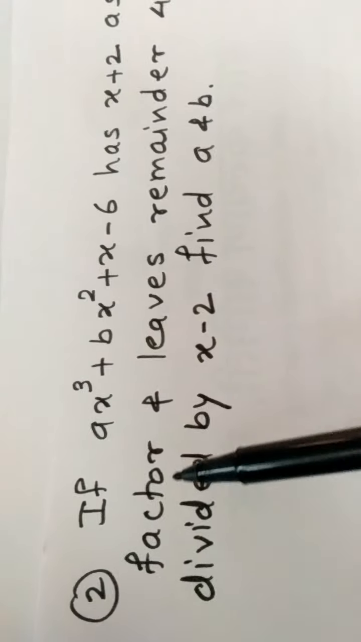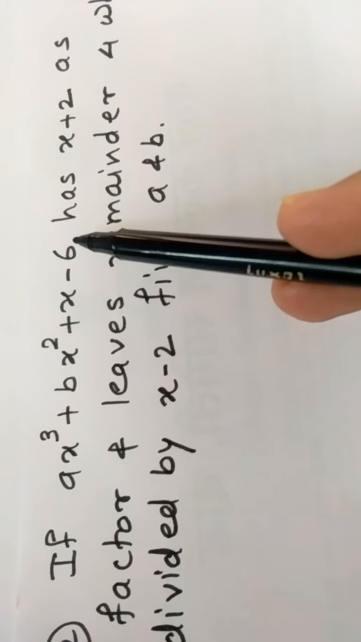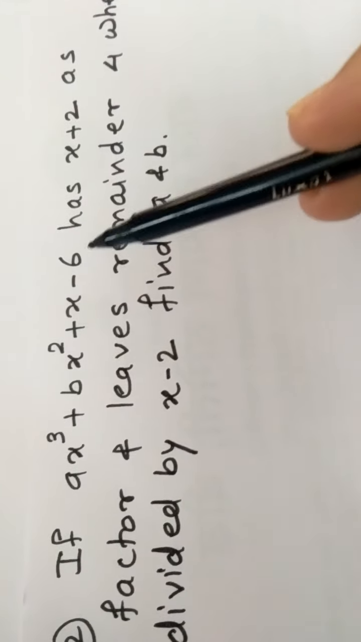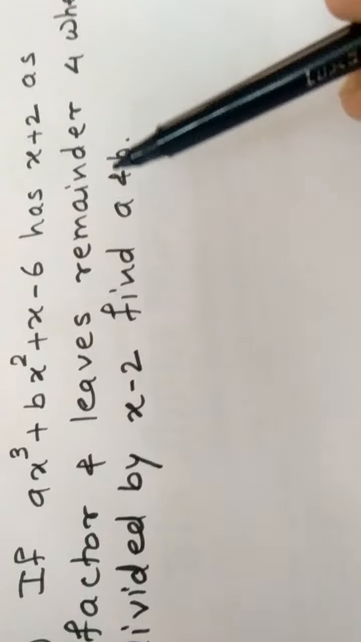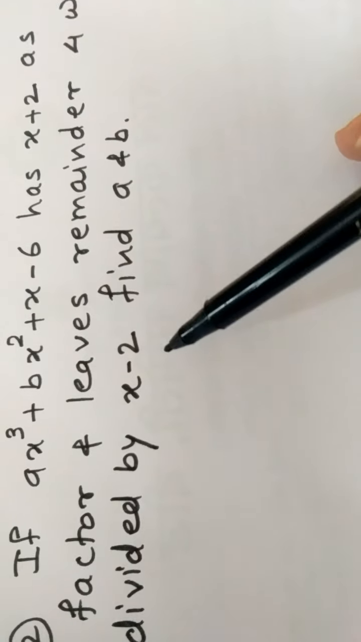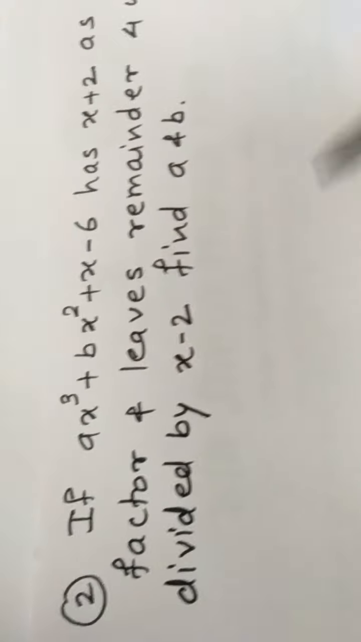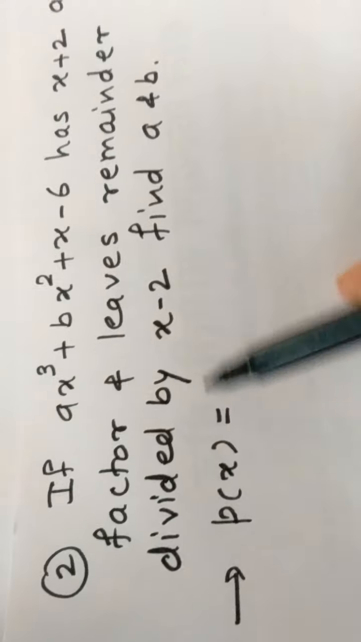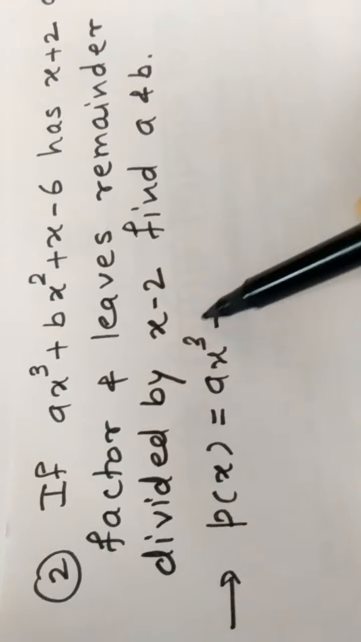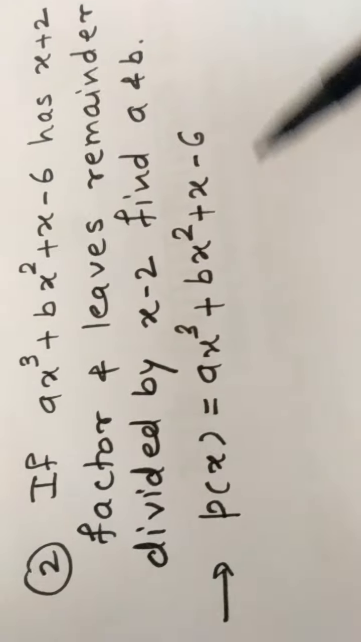Now see the second example. If ax cube plus bx square plus x minus 6 has x plus 2 as a factor and leaves remainder 4 when divided by x minus 2, find the values of a and b. Given is the polynomial p(x). p(x) is ax cube plus bx square plus x minus 6.